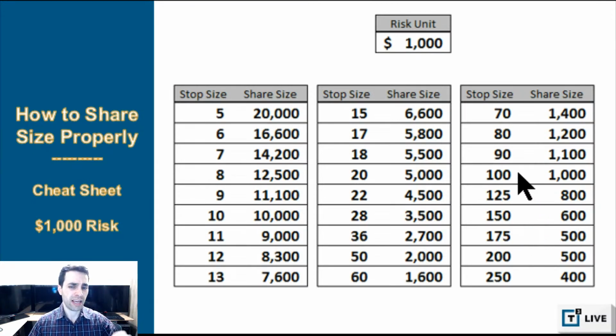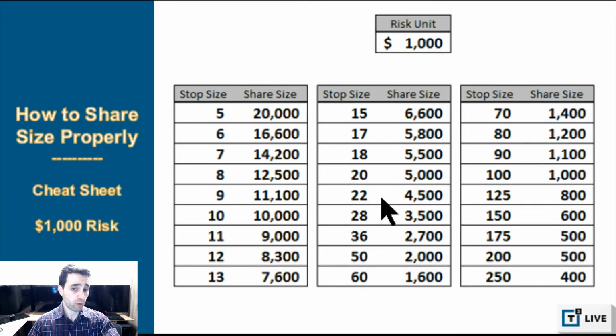So, and that's why, as you can see here, I just do a range. I don't want to have a stop based on every possible stop. Initially, yes, every penny has its own share size, but then I start to create a range. So 19 or 20 cents, I still take 5,000 shares.